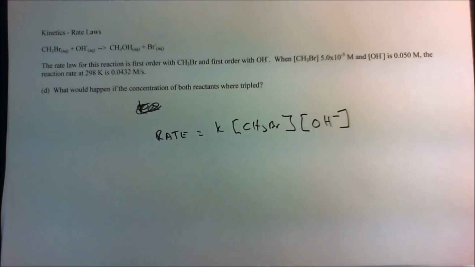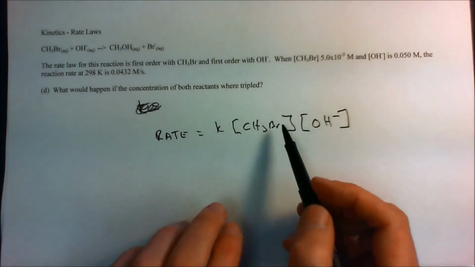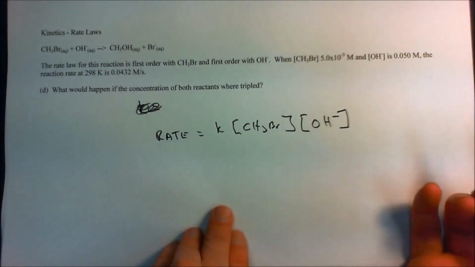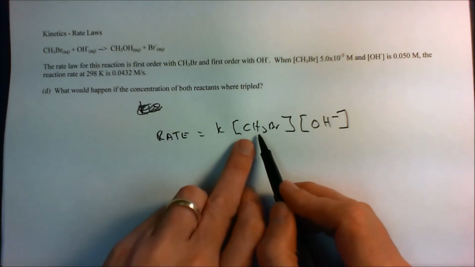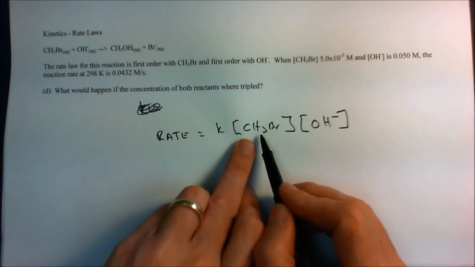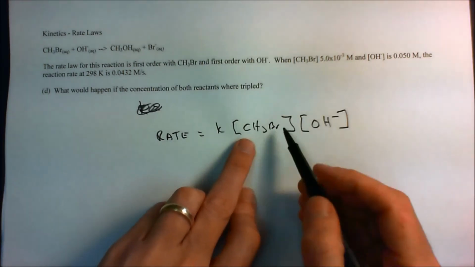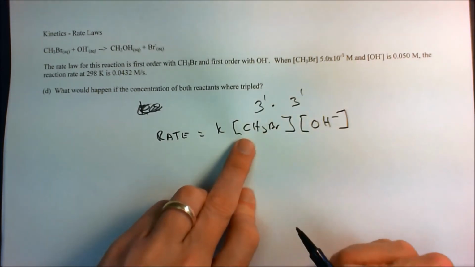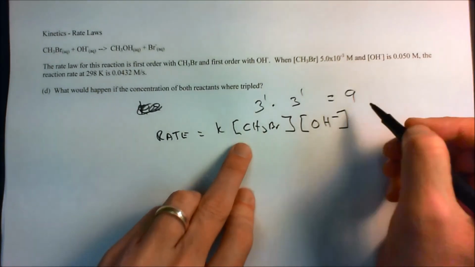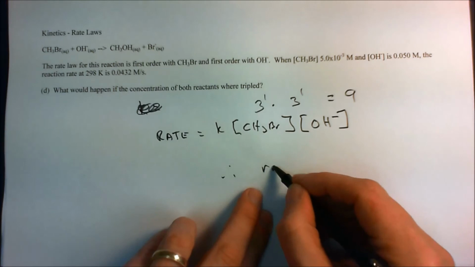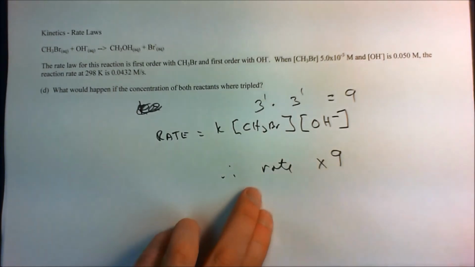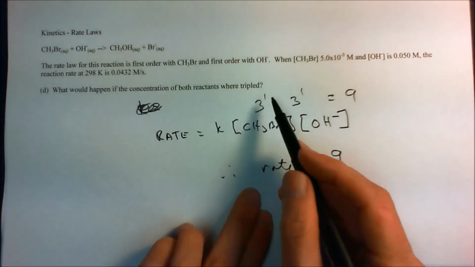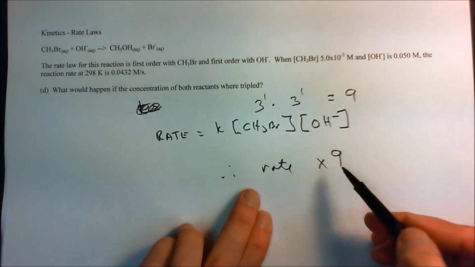Finally, we're asked, what would happen if the concentration of both reactants were tripled? Well, if we triple the OH, we know we triple the rate, and if we triple the CH3Br, the methyl bromide, we're going to triple the rate, and so it's going to be 3 to the first times 3 to the first, and that's 9. So therefore, the rate is increased by a factor of 9.